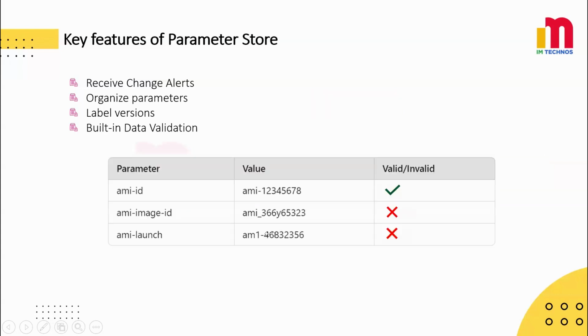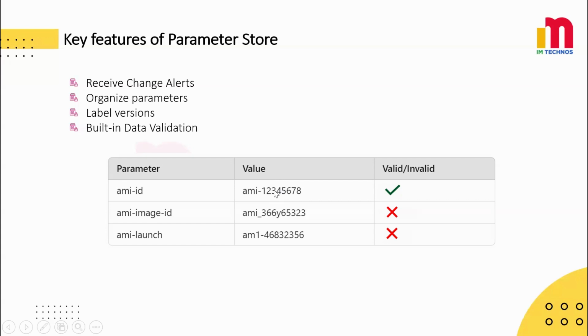Next, we have built-in data validation. This ensures parameters meet specific requirements like correct formats or constraints before they are saved. Let's look at this example. Imagine you are storing AMI IDs as parameters. You have created three parameters. The first parameter is correct.